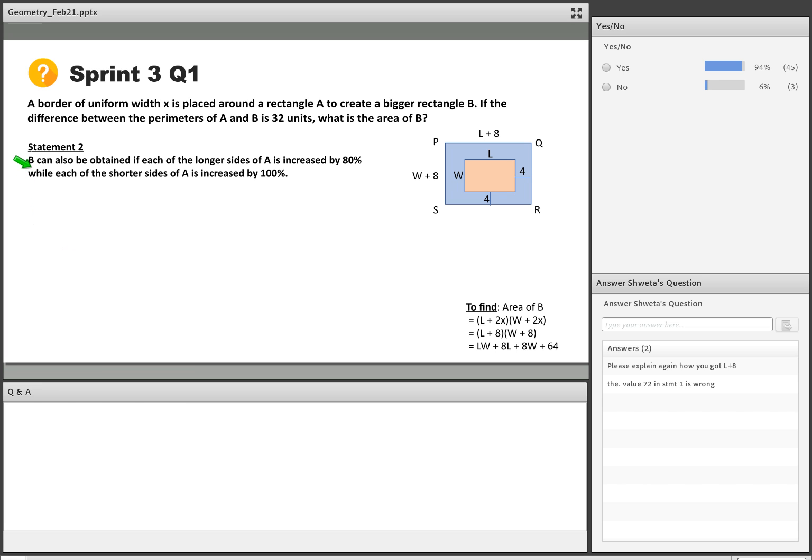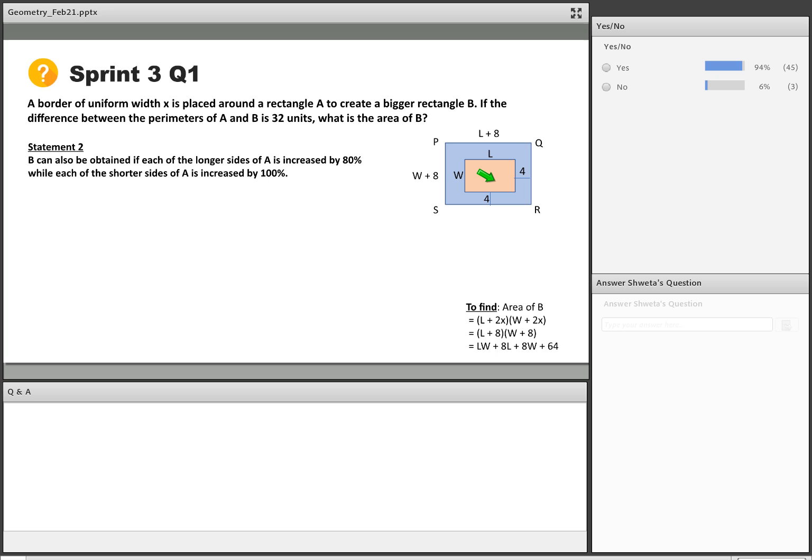B can also be obtained if each of the longer sides of A is increased by 80% and the shorter sides is increased by 100%. Now there's some important information here. Focus on this: B can also be obtained if. Why are we saying also? Well, because we already know one way of obtaining B. What is that one way?